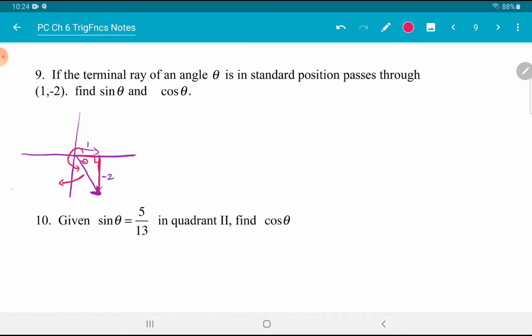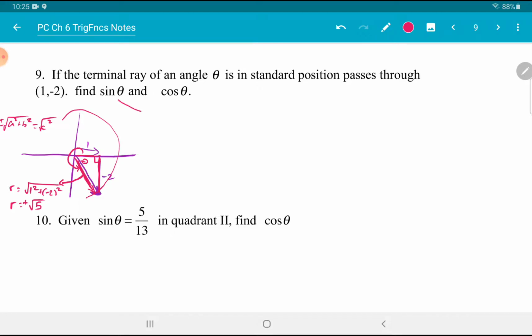To find the length of the radius, you can just use the Pythagorean theorem, where r is equal to the square root of 1 squared plus negative 2 squared. Therefore, r is equal to the square root of 5. Keep in mind, it's always going to be a positive value here. With the Pythagorean theorem, if you square root both sides, you could end up with a positive or negative. But because we're talking about the length of a radius of a circle, it should only be a positive value. So anytime you find the radius, it should always be positive.